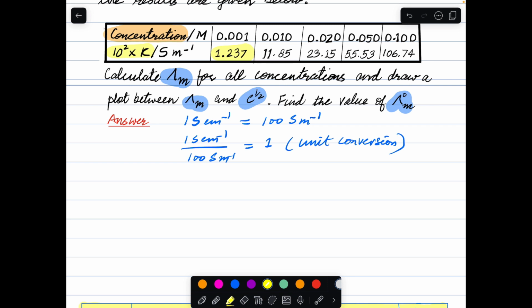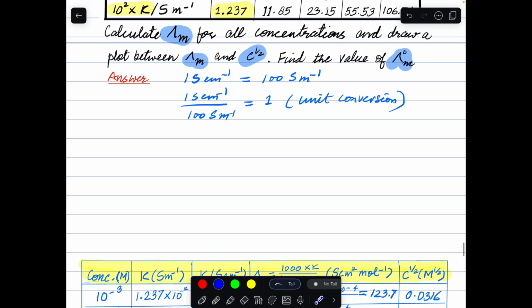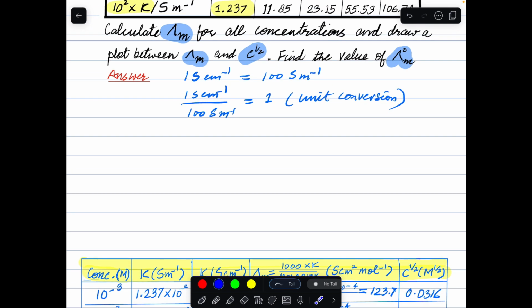This is your conductivity value. So what we will do, we will write down the value as given to us. It is 10 raised to the power 2 multiplied by your conductivity, which has the value 1.237 Siemens per meter. Therefore conductivity is 1.237 into 10 raised to the power minus 2 Siemens per meter.